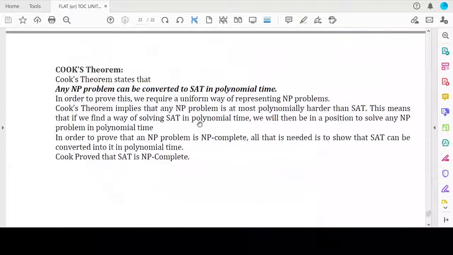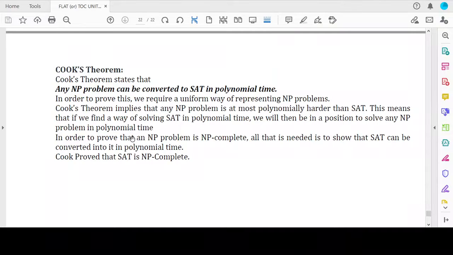Okay, and the last concept in this subject is Cook's theorem. Generally, Cook's theorem is used to prove that the satisfiability problem is NP complete. Cook has proved that the satisfiability problem is NP complete. Okay, and moreover, he mentioned that any NP problem can be converted to the satisfiability problem in polynomial time.